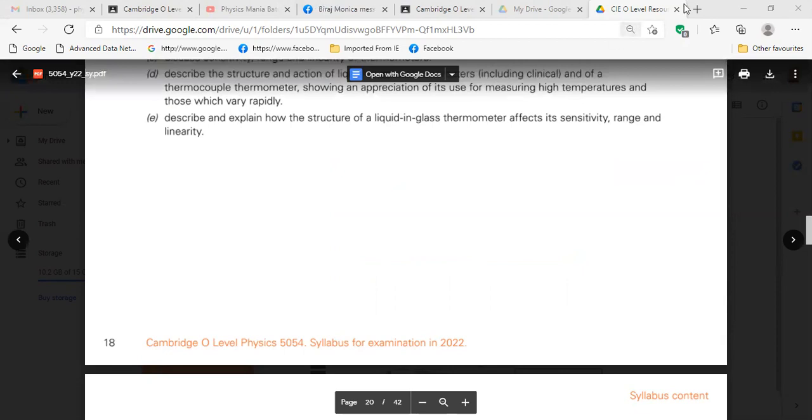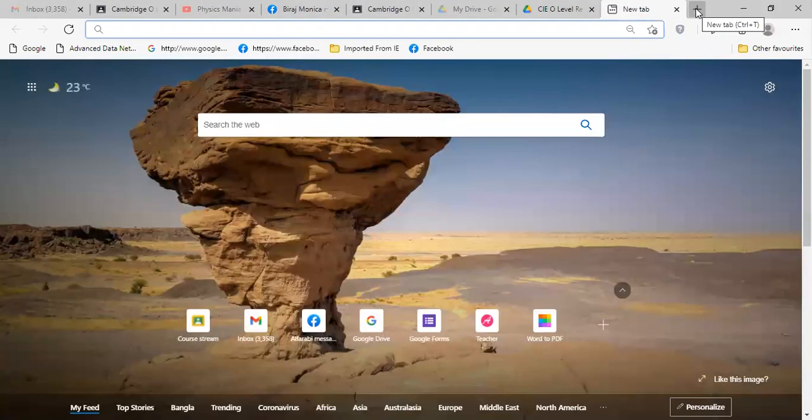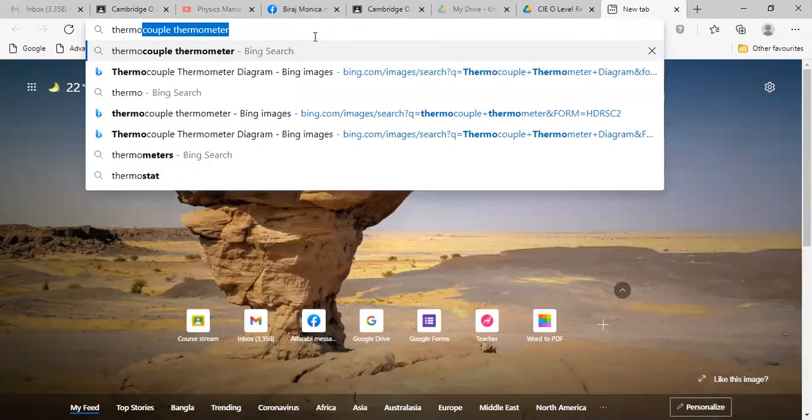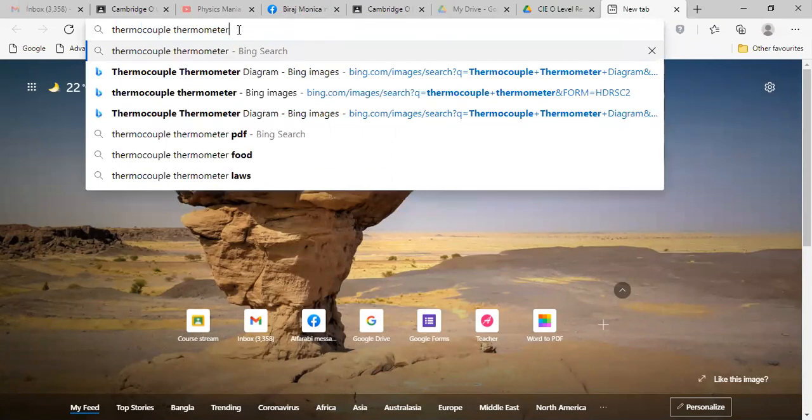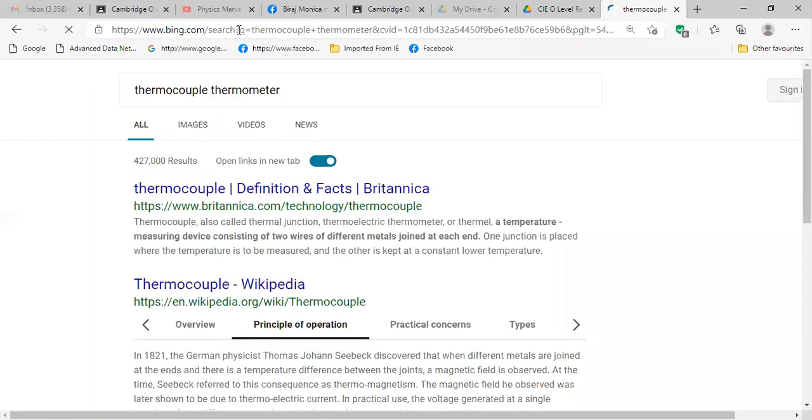Okay, we are done with the first learning outcome. Now I told you that I will show you the thermocouple thermometers so that you can have some feeling for it, otherwise this is a new thing for you. Thermocouple thermometer. Yeah, here you go.